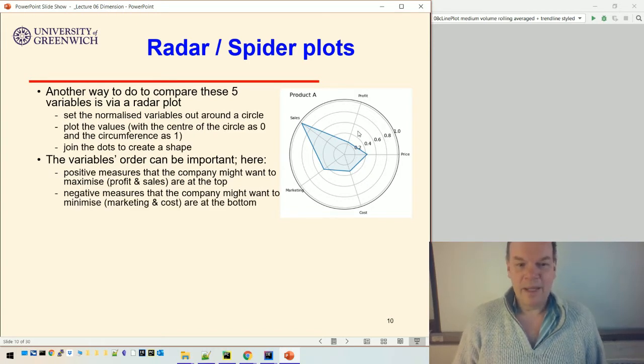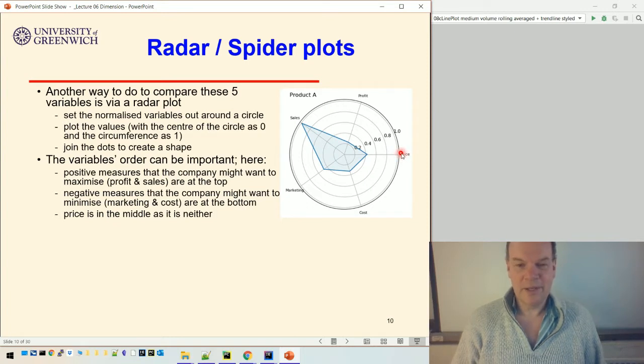I've put the negative measures at the bottom. Marketing obviously is an expense, so that goes at the bottom. Cost, that's how much they pay for the products, that's an expense as well, so that goes at the bottom. Then I've put the price in the middle, because that's neither really positive nor negative.